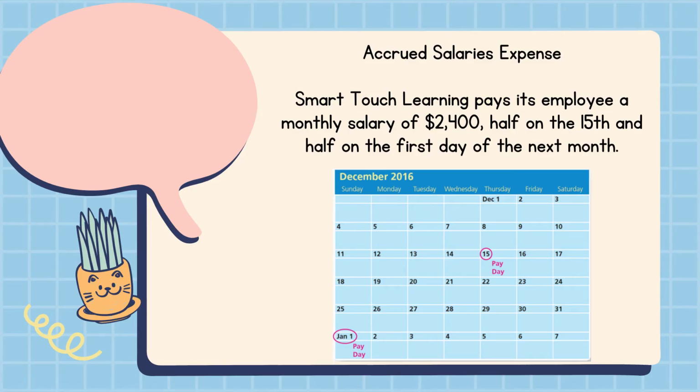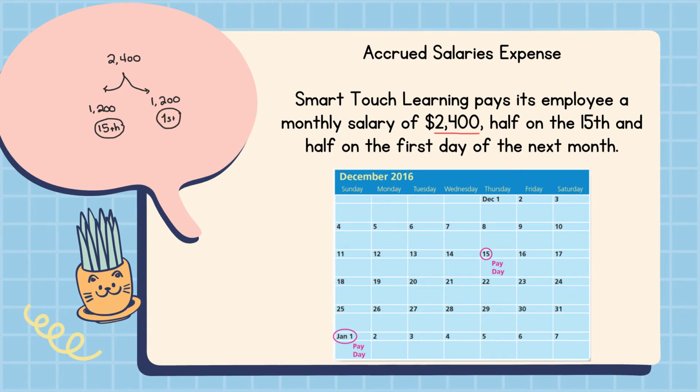Smart Touch Learning pays its employee a monthly salary of $2,400, half on the 15th and half on the first day of the next month. So the monthly salary is $2,400. Half of it, which is $1,200, will be paid on the 15th of the same month, and the other half, which is $1,200, will be paid on the first day of the next month.